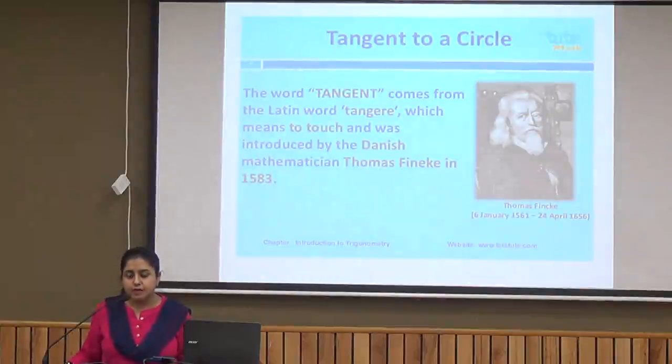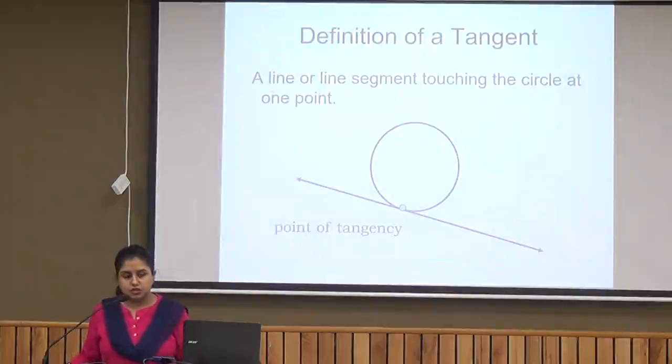Next we come to the term tangent to a circle. The word tangent comes from the Latin word tangere, which means to touch, and it was introduced by the Danish mathematician Thomas Fincke in 1583. Now, what is a tangent? A tangent is a line or a line segment that touches the circle at exactly 1 point. So, this is the basic difference between a chord, a secant and a tangent.